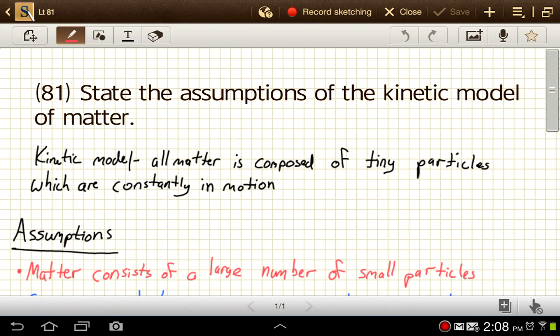A great deal of what we're going to be doing for the rest of our study of fluids depends on an understanding of fluids that we call the kinetic model or the kinetic theory of matter. This idea at its core is actually very simple. It just says that all matter is made up of little tiny particles, atoms, molecules, and that those are constantly in motion.